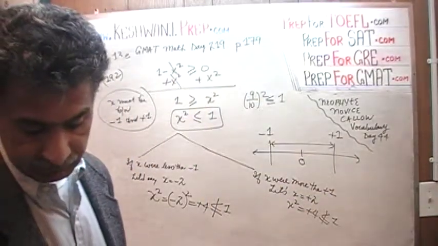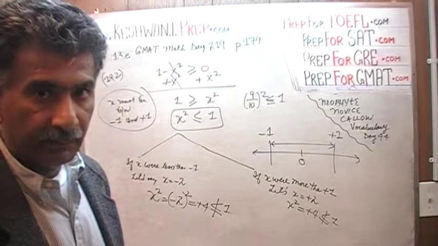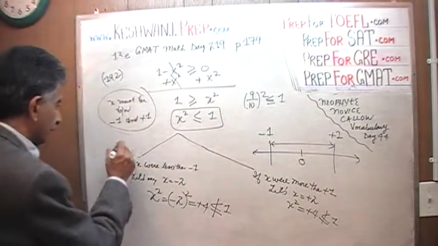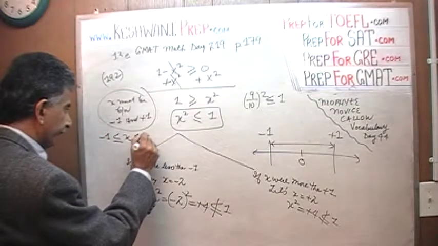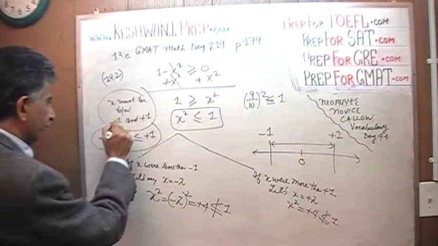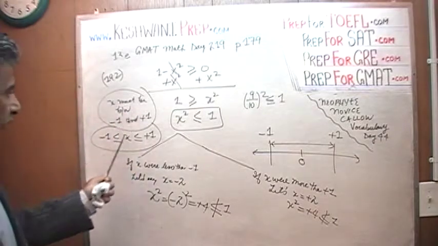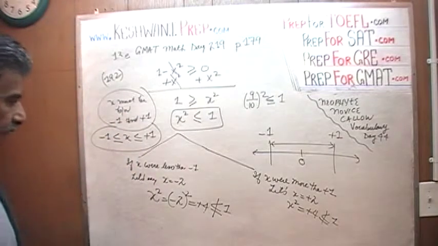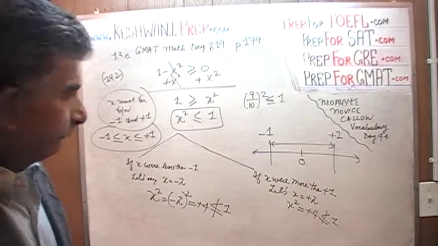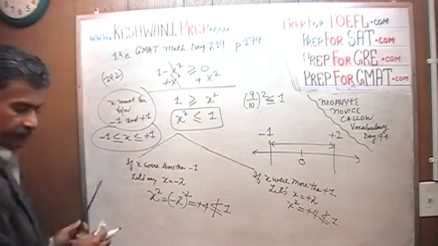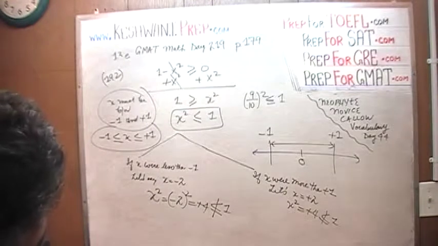Finally, E says that x is somewhere between -1 and +1. This is how we write it. X is somewhere between -1 and a +1. This is the same thing. This is written in English language, this is how we write in mathematics. And that's our answer. Let's do the next one, shall we? Number 193.